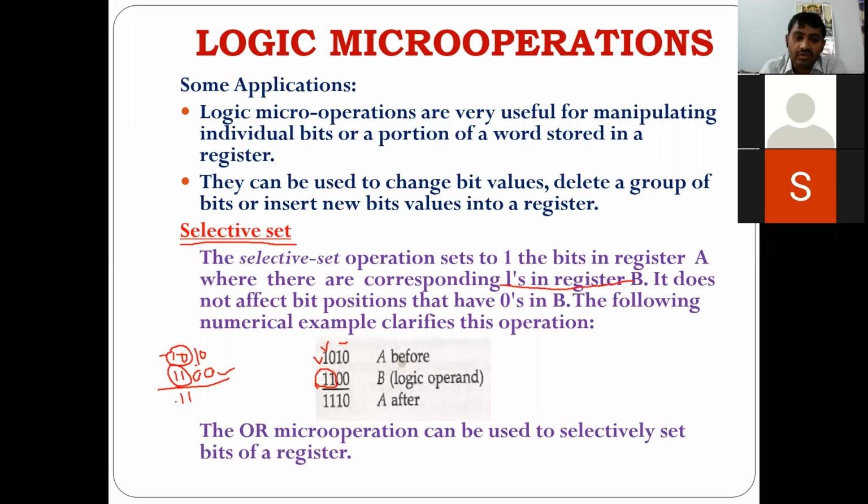So this 1 0 will be transferred to 1 1. B has 0 0 there, so there will be no change in those bit positions; the A content will have no change, so it will be 1 0, right? If you look into this, this is called a micro operation. It's an OR operation. Okay, this is selective set.